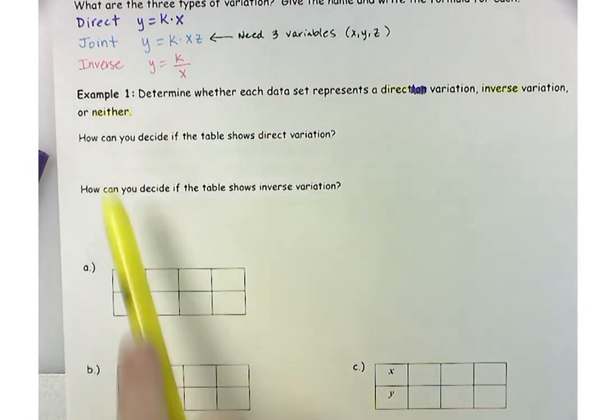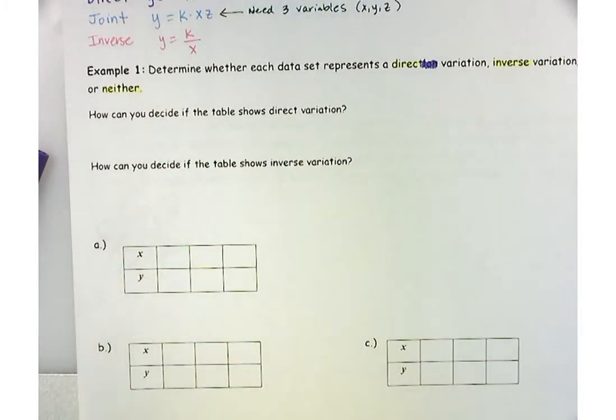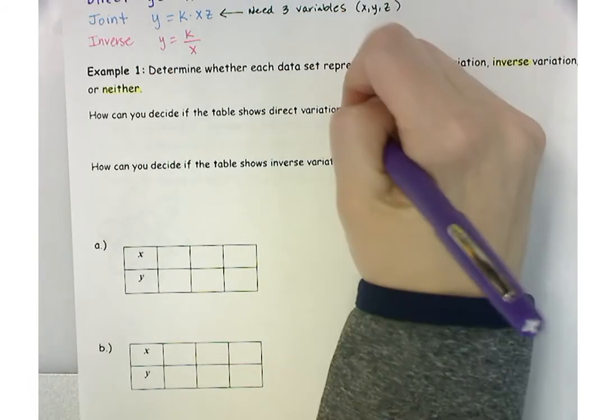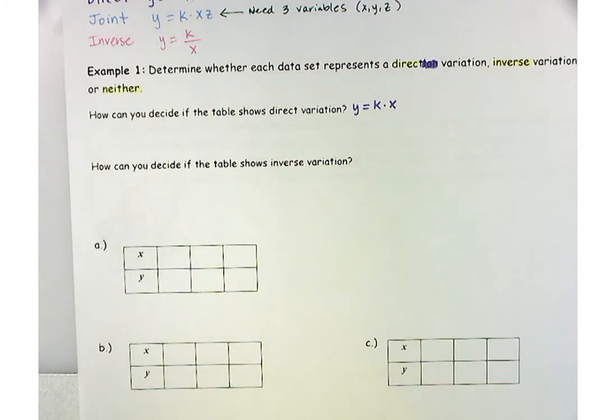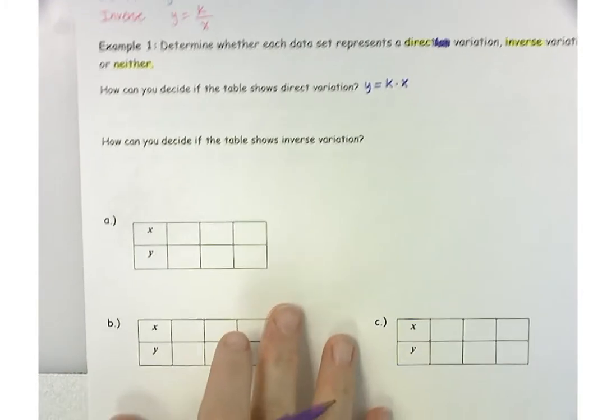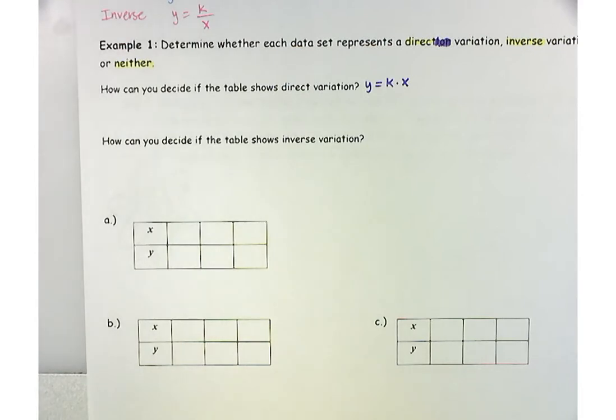So let's think about how can we decide if the table shows direct variation. Yeah, Macy? If it has like the points for a linear. Okay, and good. And what made you think of that? Because for direct variation, when it's graphed, it can only be linear. Okay, yeah, so you're going to have direct variation, which is a linear equation, so it should fit that linear model.